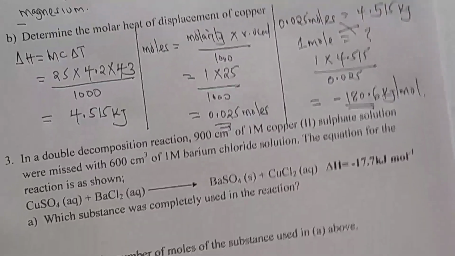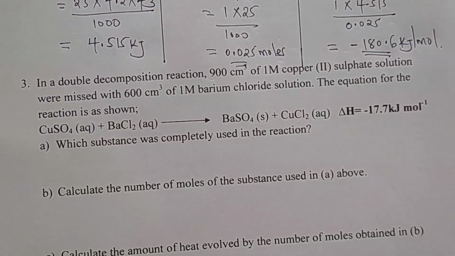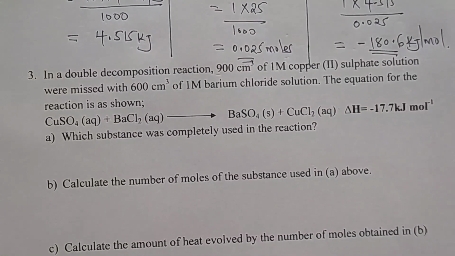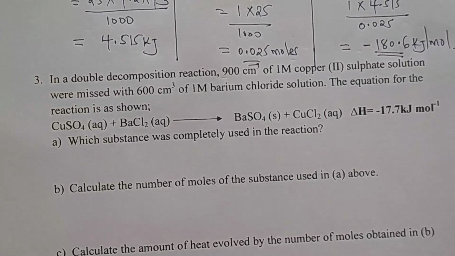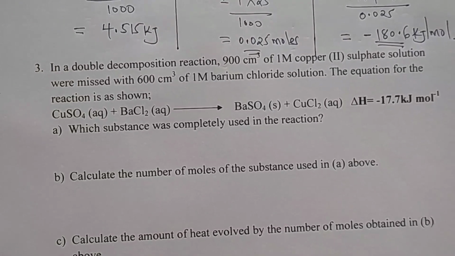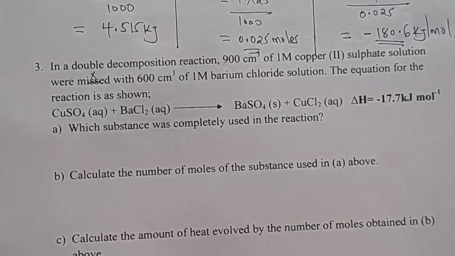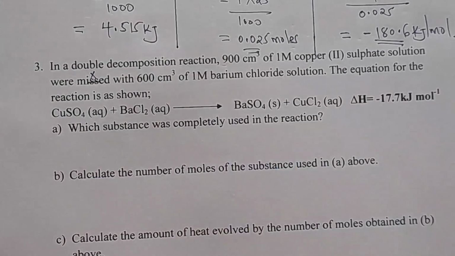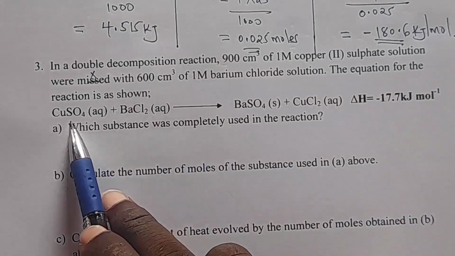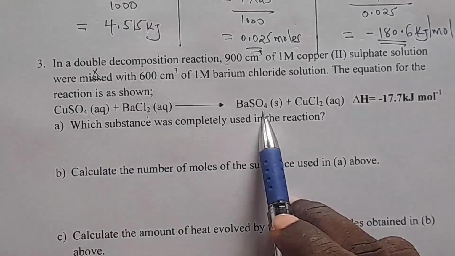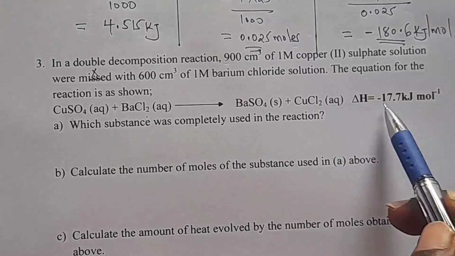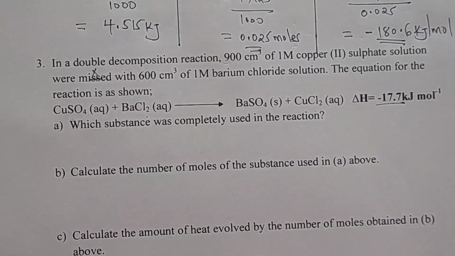So in number 3, we are told in a double decomposition reaction, 900 centimeter cube of 1 mole copper 2 sulfate solution were mixed with the 600 centimeter cube of 1 mole barium chloride solution. The equation for the reaction is as shown below. Copper 2 sulfate plus barium chloride, we get barium sulfate plus copper 2 chloride. So this is the enthalpy change, the molar enthalpy of this displacement.